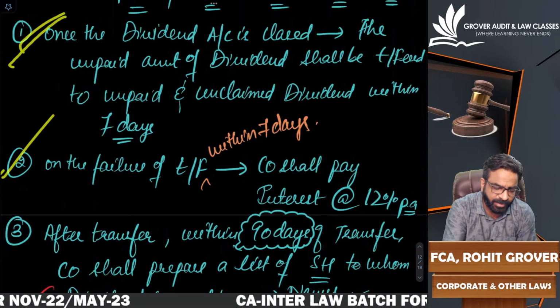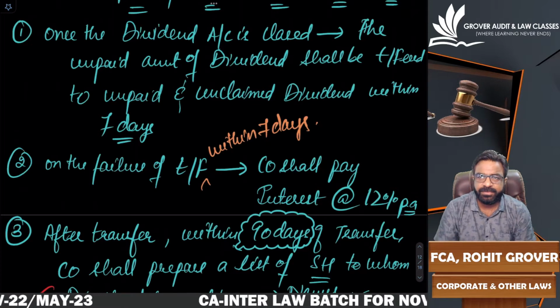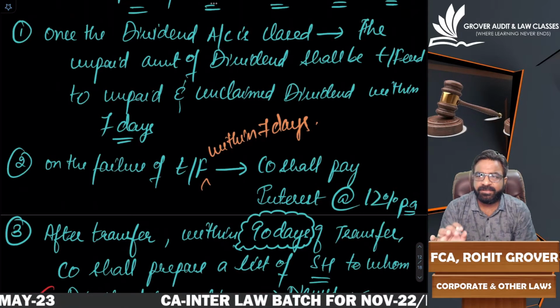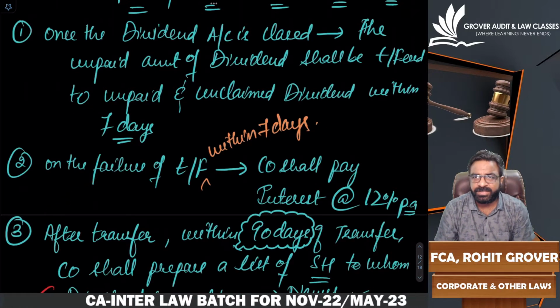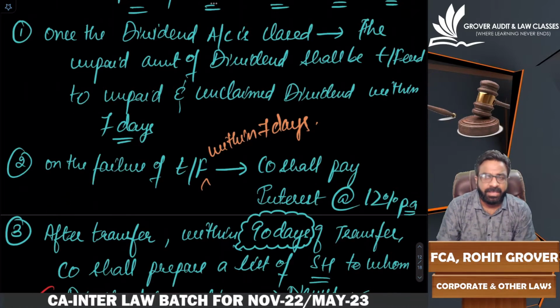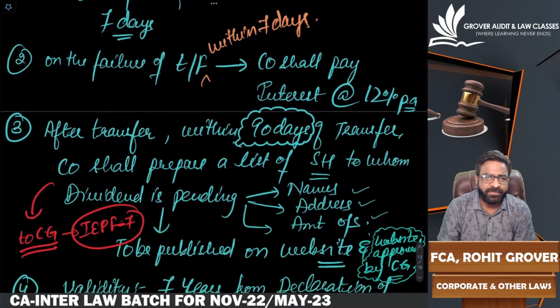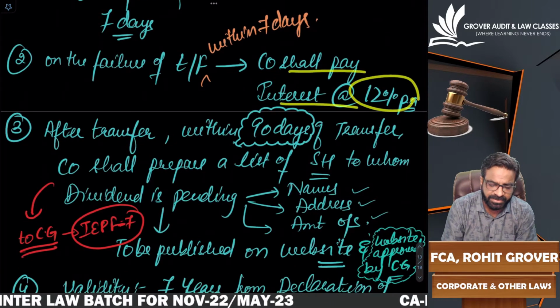Did you understand point 1, 2, everyone? Write the CC word. Jaldi se likho. Everyone, did you all understand point number 1 and 2? Crystal clear? Yes. Now, everyone, on the failure of transfer within 7 days, company shall pay the interest at the rate of 12%.